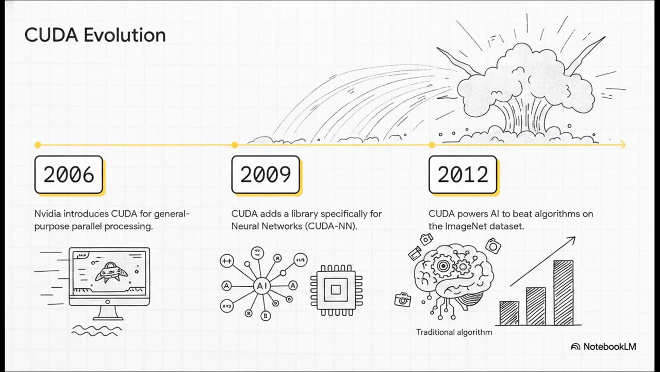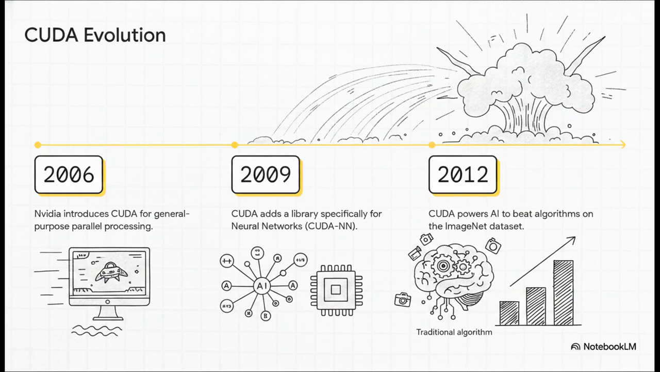Let's trace how NVIDIA's CUDA driver evolved from a neat gaming tool into the engine that ignited the entire AI revolution. Back in 2006, NVIDIA introduced CUDA for general-purpose parallel processing, which was initially just aimed at rendering video game graphics faster. Then, in 2009, they added a specific library for artificial neural networks, called CUDA-NN. This allowed massive math operations for AI to run natively on GPUs.